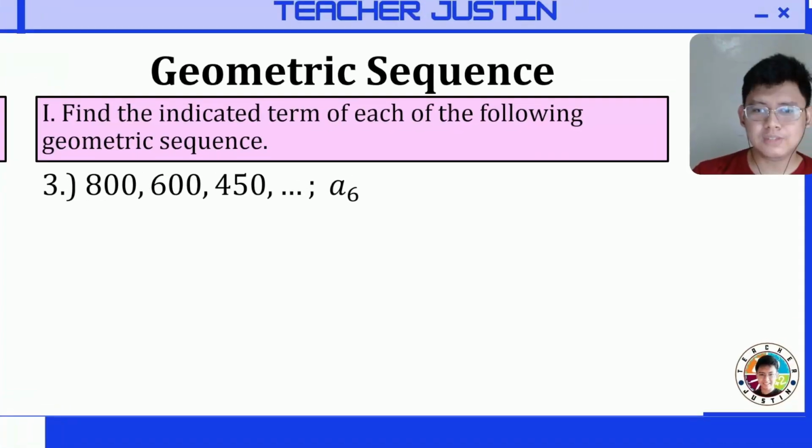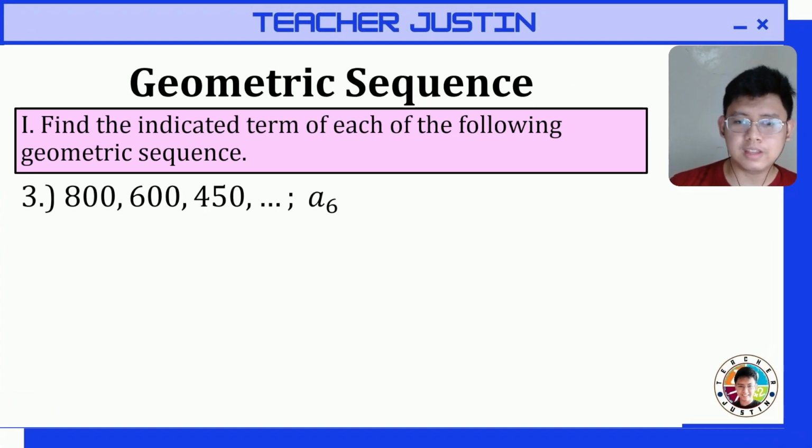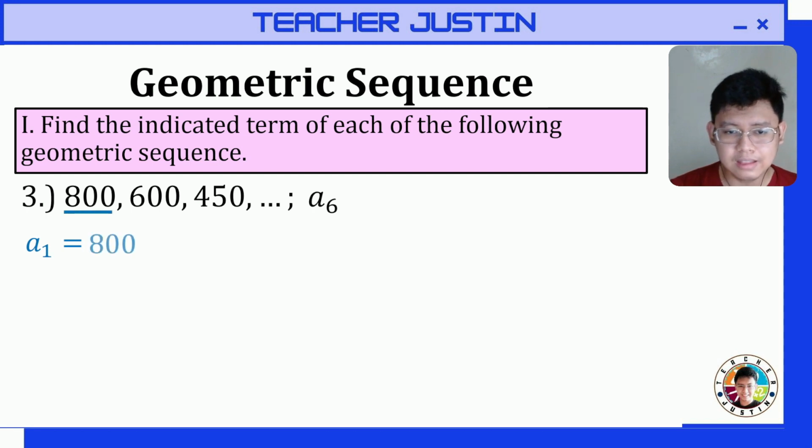Alright. Let's find the 6th term of this geometric sequence. We have 800, 600, 450, and so on and so forth. So, to solve for the 6th term of our geometric sequence, our first step is to identify our given. So, ang given natin, we have to identify the first term. So, ang first term natin is 800.